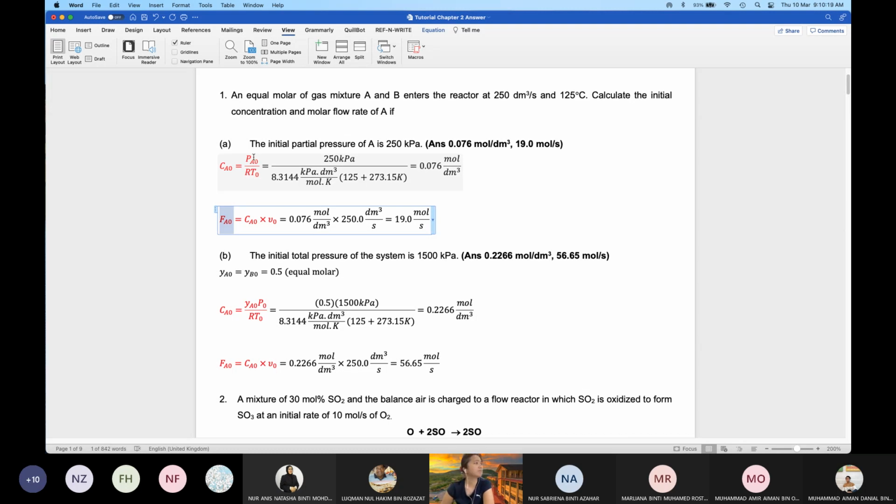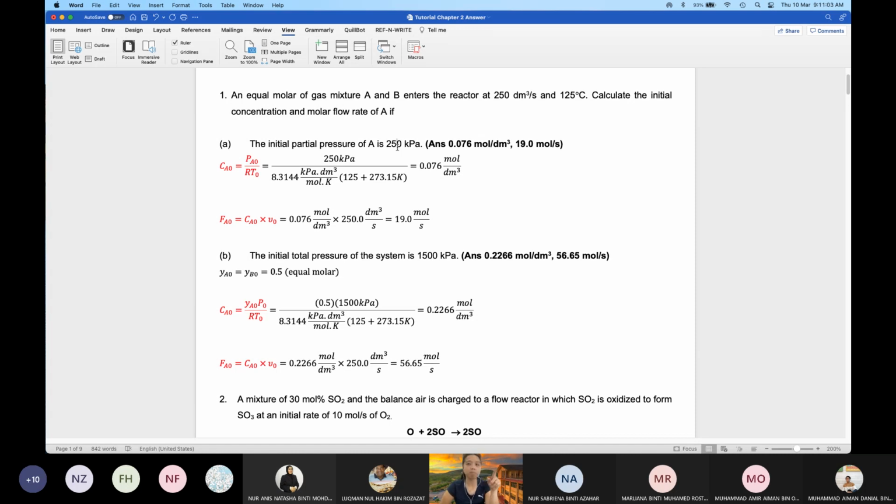Part A of the question says, find CA0 and FA0 if the initial partial pressure of A is 250 kilopascal. So they want us to find the initial concentration of A and the initial molar flow rate of A, CA0 and FA0, if the initial partial pressure of A is 250 kilopascal. Okay. So how do we solve this question? First of all, what is this 250 kilopascal? This 250 kilopascal is the pressure of A initially in the reactor.